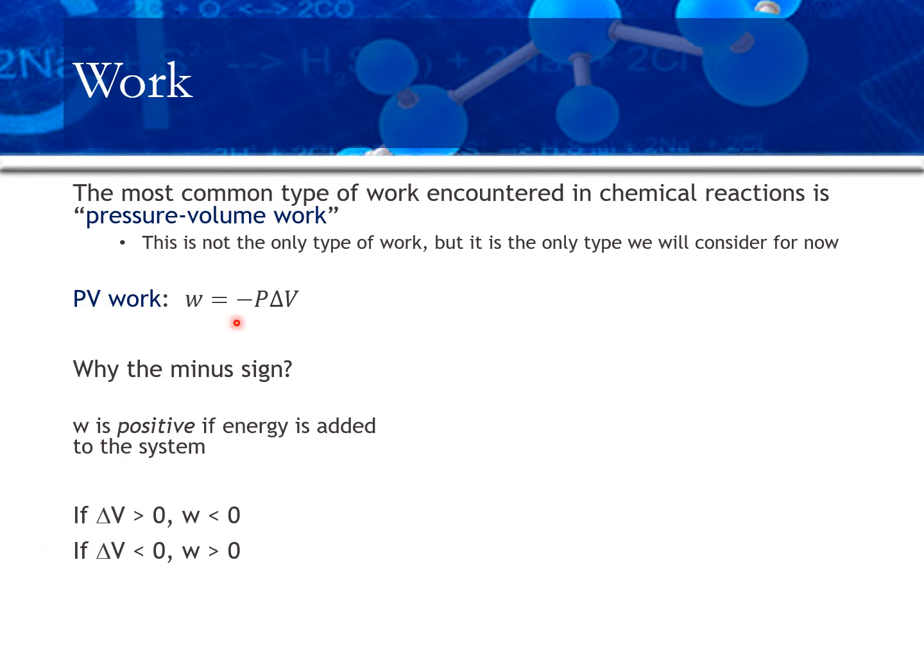Remember, delta V is final volume minus initial volume. So if we take a small final volume, subtract a big initial volume, that corresponds to compressing the gas, that should be a positive work. But that's a negative delta V, so we introduce a minus sign. So the minus times the negative delta V times P, which is always positive, gives us a positive value for W. If, on the other hand, the volume of the system expands, then we say that the system is doing work on the surroundings, or the work done on the system is negative.